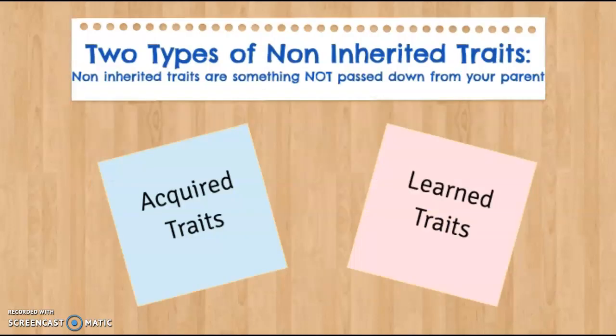There are two types of non-inherited traits. A non-inherited trait is something that's not passed down from your parent. These are things you did not get from mom and dad, or these are things that a puppy did not get from its parents, or a horse from its parents. Two different types of non-inherited traits are acquired traits and learned traits.